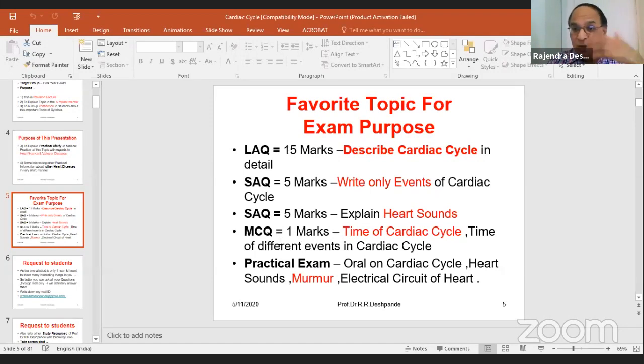MCQ: now the trend has changed because of this corona pandemic. Your examinations, online examinations, may be MCQ type, so you should prepare something for MCQs, multiple choice questions, for only 1 mark. Time of the cardiac cycle, 0.8 second. You should remember perfectly the time of the different events in the cardiac cycle. Write down the time for different events, not only 0.8 second, but each and every event. In the practical oral or online examination, questions will definitely be asked about the cardiac cycle, heart sounds, what is murmur, and the electrical circuit of the heart. So this is the practical utility of this topic.